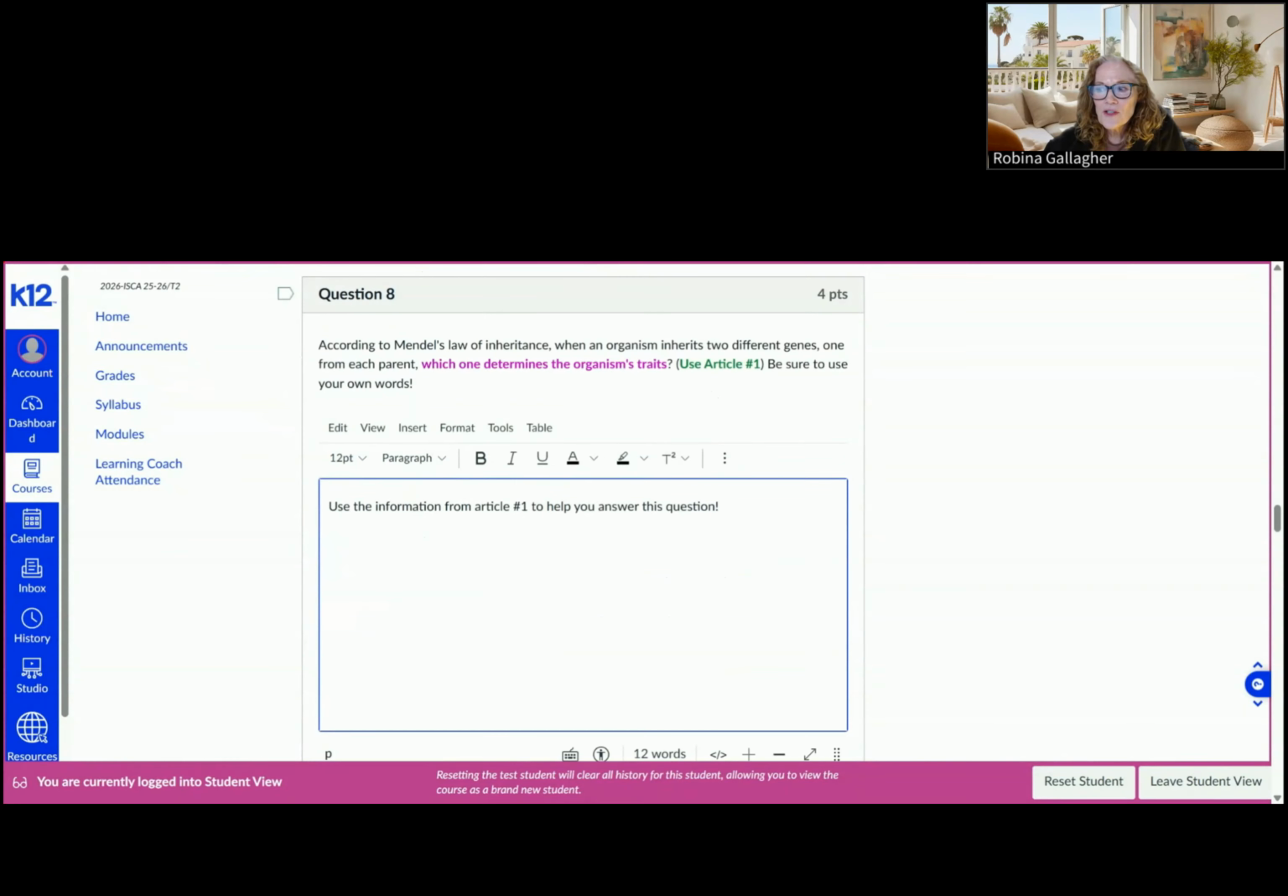Now, question number 8. It says, according to Mendel's law of inheritance, when an organism inherits 2 different genes, one from each parent, which one determines the organism's traits? So you're going to use the information from article number 1 to help you answer that question.